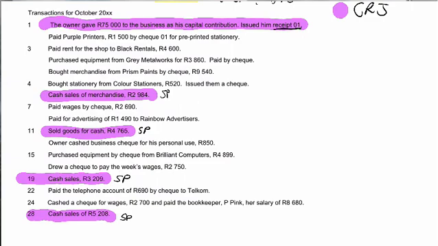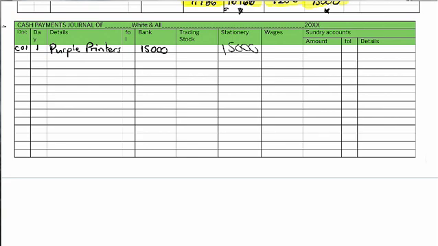First, we paid rent for the shop to Black Rentals for 4,600 rand. Muller, talk me through this one, please. Okay, the check number. So C what? C02. Sounds like a science class. Okay, who are we paying, Mr. Muller? Black Rentals. And how much are we paying Black Rentals now?